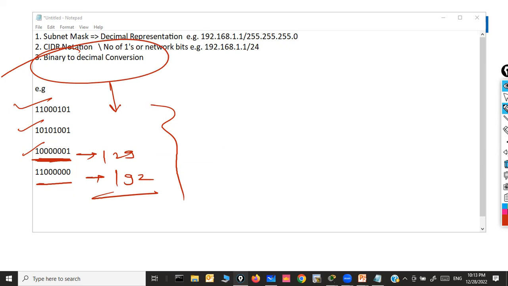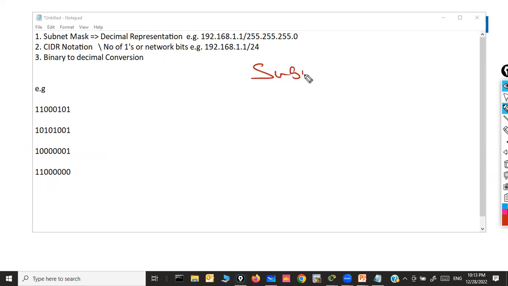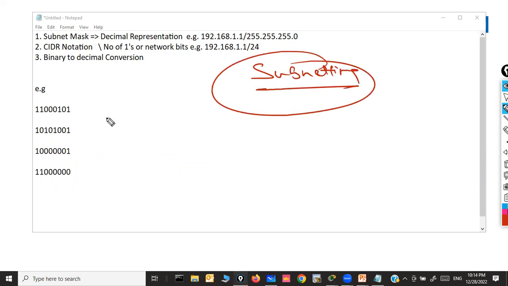And believe me, the next topic is subnetting. Even though I teach CCIE also, I do take CCIE and CCNP classes. CCNA classes I'm just teaching after a very long time. So generally I don't take CCNA batches. But believe me, even in my CCIE batches, the last one.